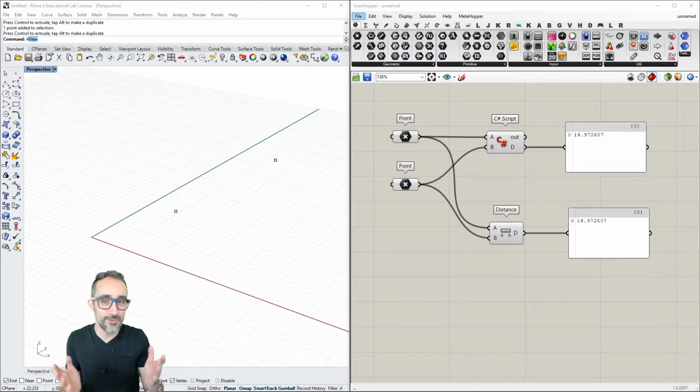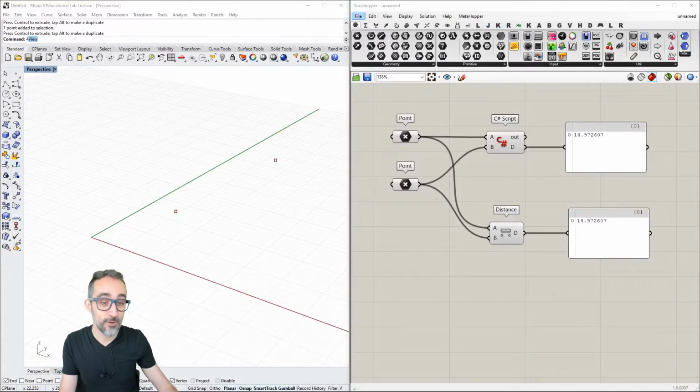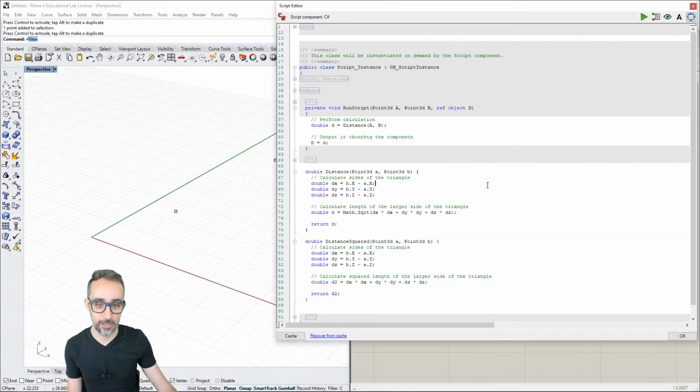Hi, and welcome to this video where I'm going to explain how to calculate the distance between 2 points in three-dimensional space. I'm going to talk a little bit of where that comes from and how we can use the Pythagorean Theorem to make that operation. And then I'm going to implement that in C#.